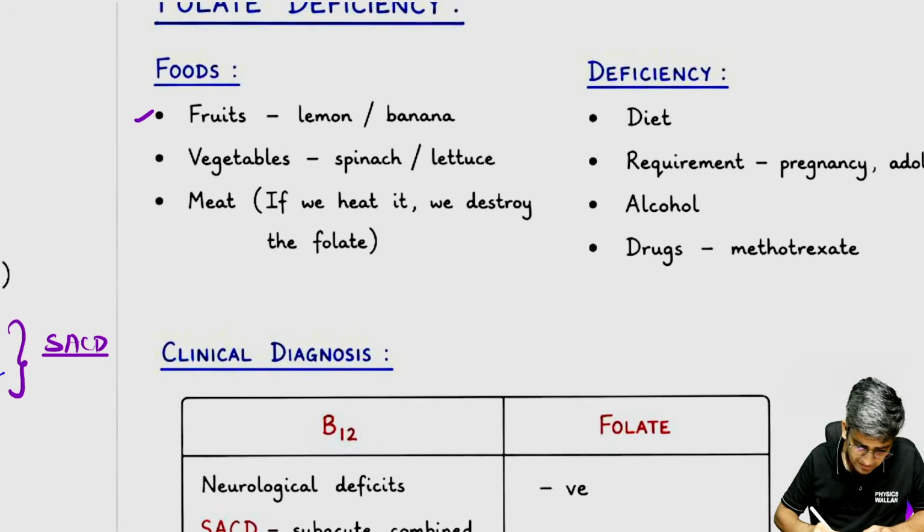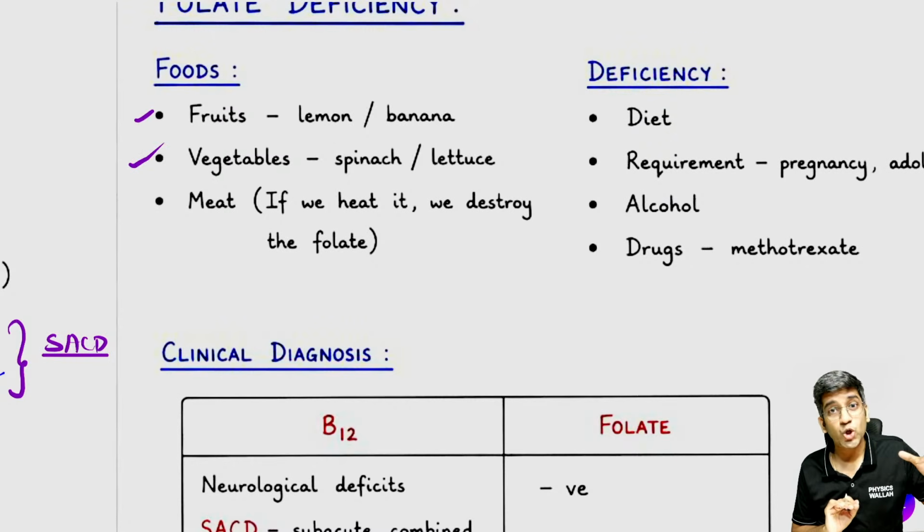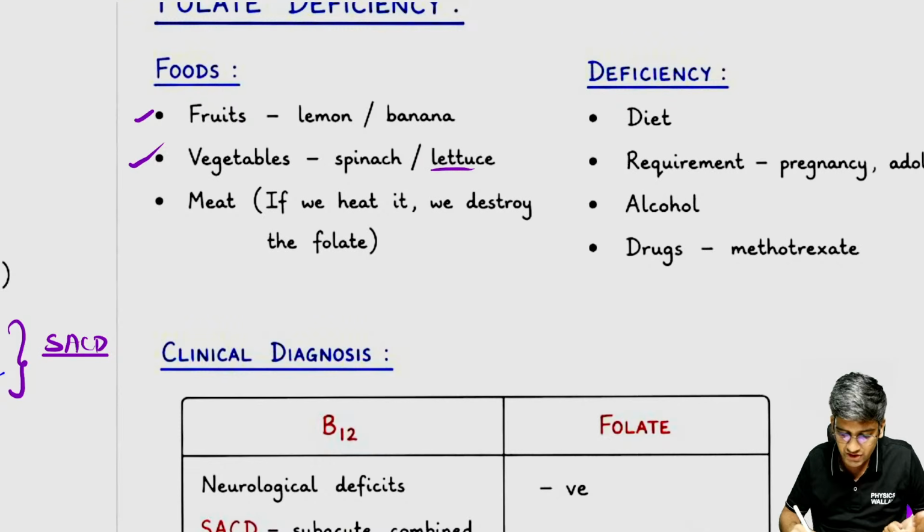Folate is predominantly seen in fruits and vegetables. Meat also has folate, but the only problem is that when you cook, folate dies. It's a very heat labile vitamin. That's why fresh fruits and green leafy vegetables, lettuce, we can eat without cooking. That's more important for me.